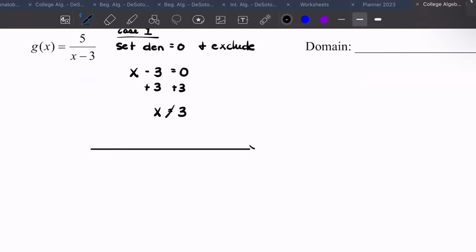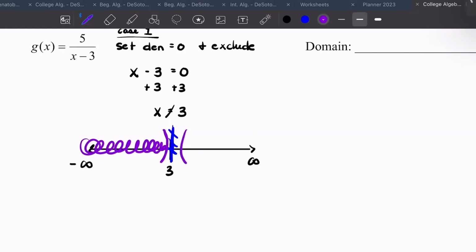Okay, so on a number line, we need to put this in interval notation. So let's say 3 is right here, and here's infinity, and here's negative infinity. So I'm saying that it cannot be this number, but it can be all of these numbers, and it can be all the numbers on the other side of it.